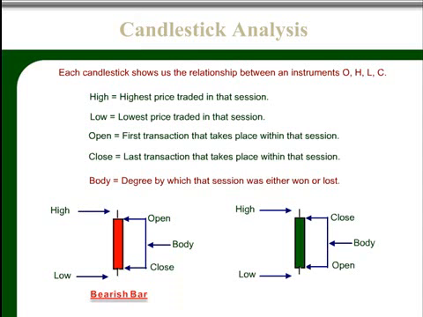A red bar indicates the opening price is at the top of the body and the closing price is at the bottom of the body, which means prices declined from the open of that bar. A red bar is a bearish bar, or the sellers won that bar. A green bar indicates the opening price is at the bottom of the body and the closing price is at the top of the body, which means prices advanced from the open of that bar. A green bar is a bullish bar, or the buyers won that bar.